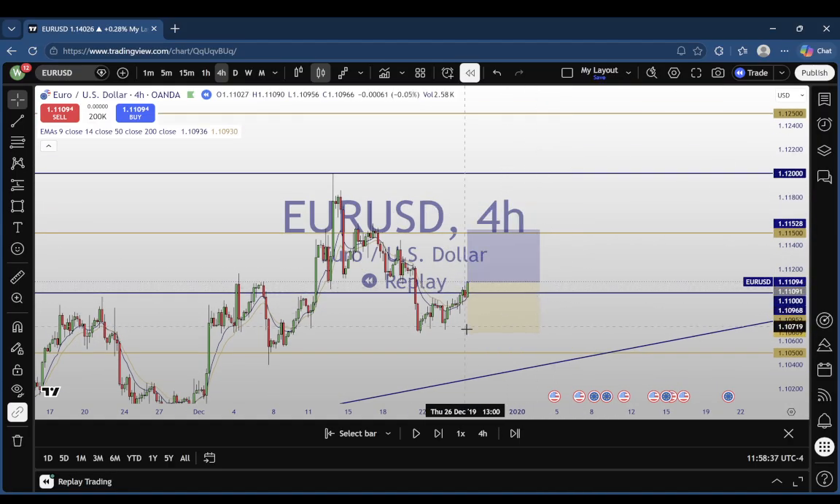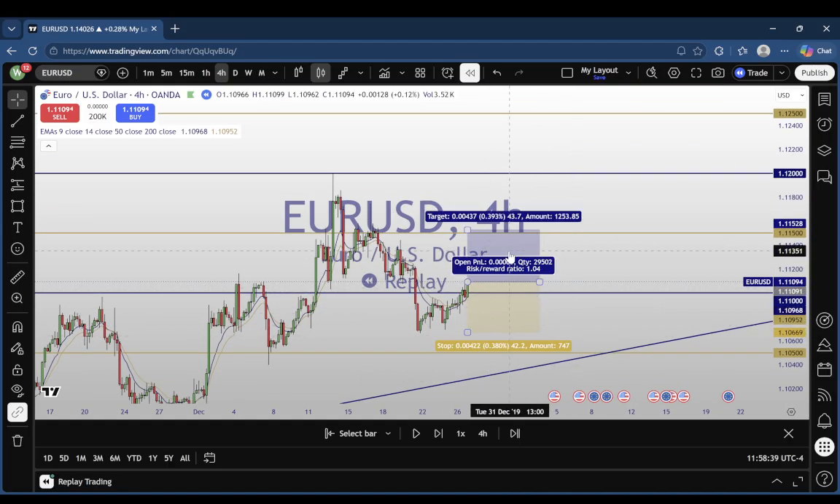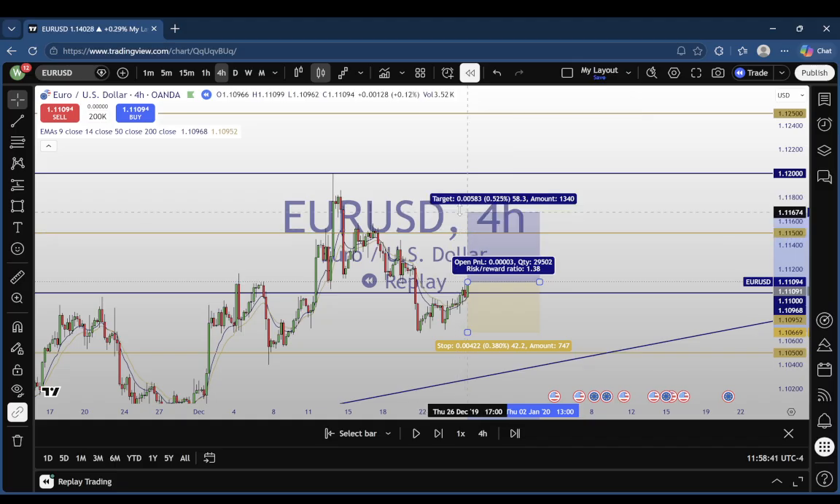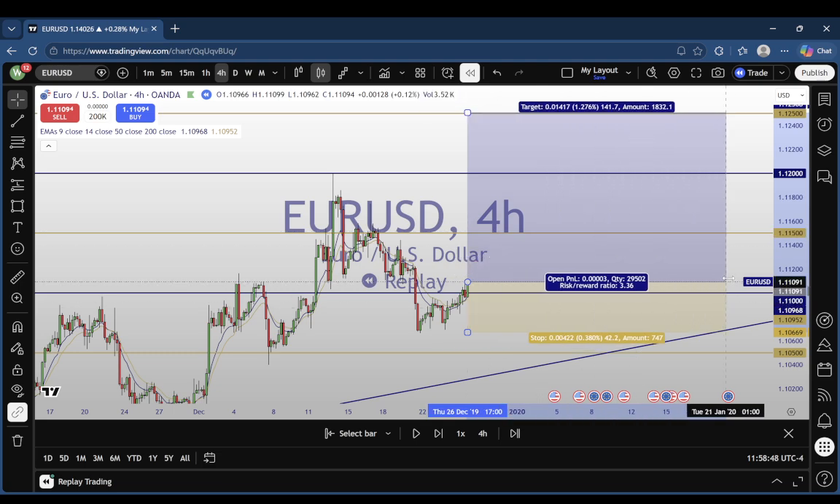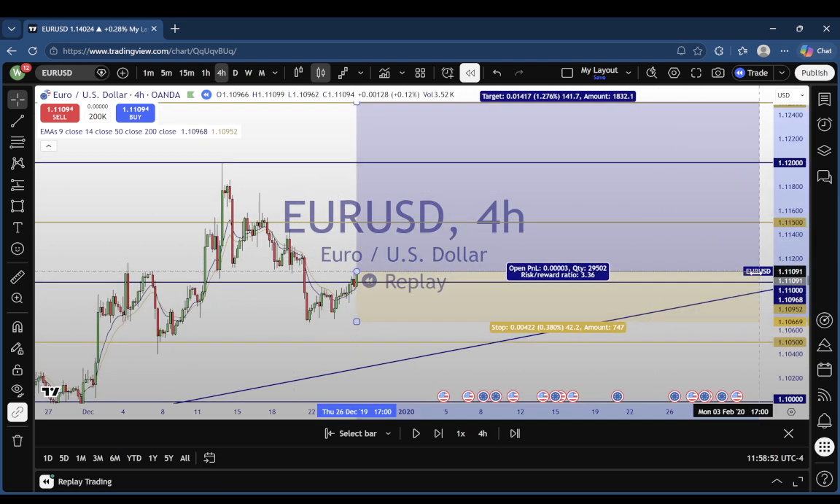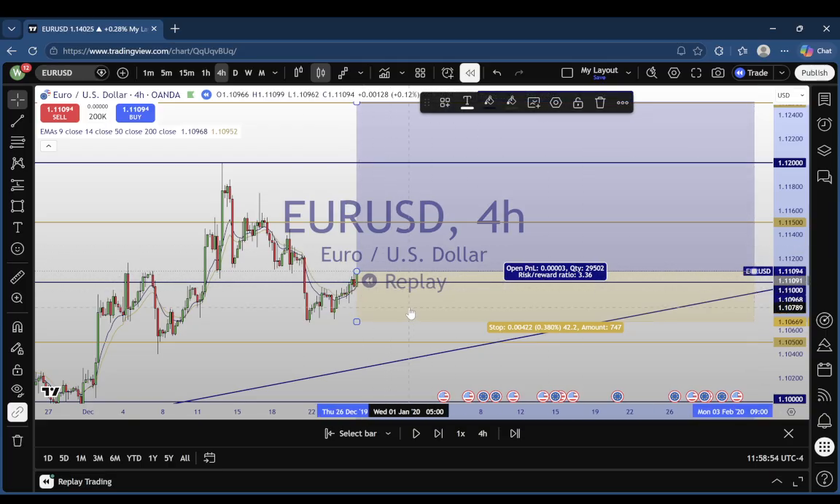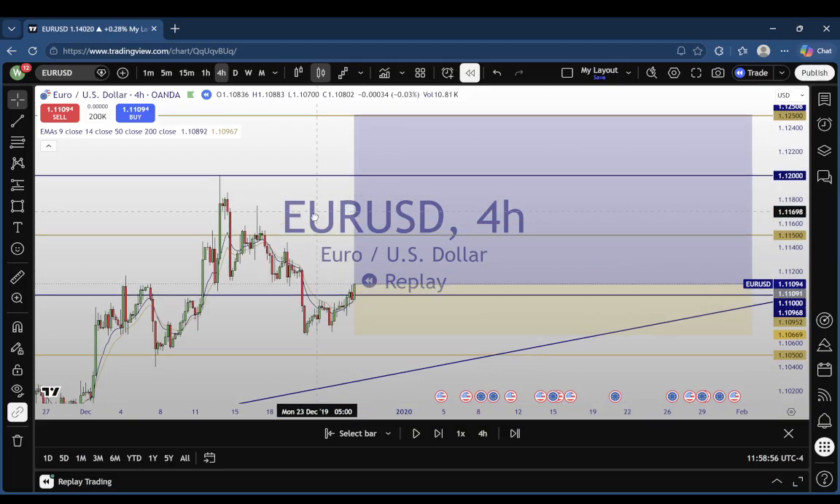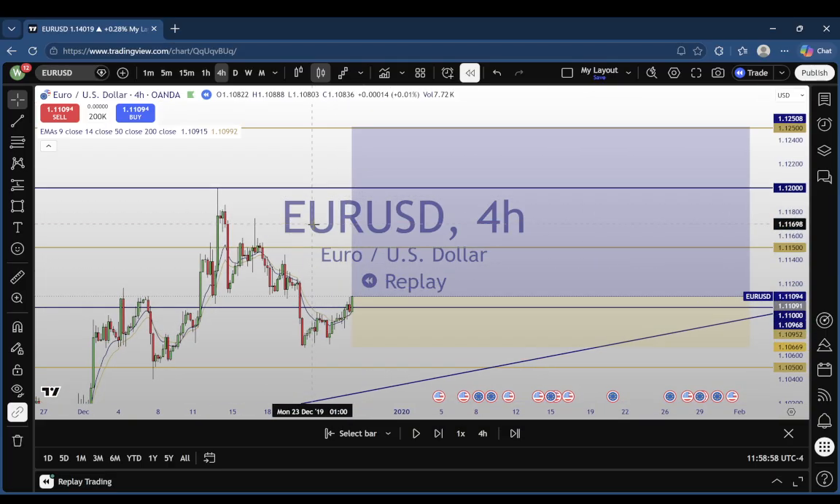So if I'm risking, let's say, 40 to 50 pips, then I want at least 100 to 150 pips. And in this case, we're going to go for the 150 pips mark. So I'm risking 40 to 50 pips to make 150 pips. That is how you want to analyze your trades. You want to make sure that you're risking less than what you're making, right?